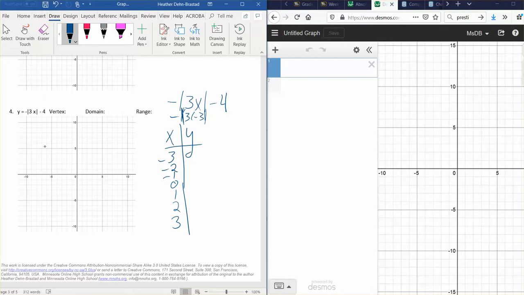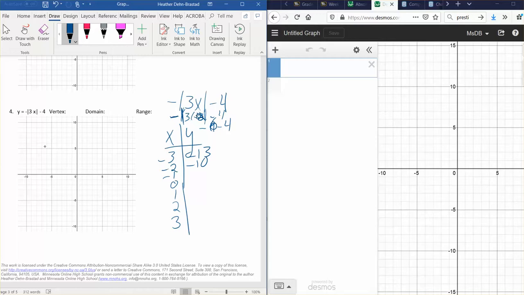So 3 times -3 is -9, and the absolute value of -9 is 9. So we'd have -9 minus 4, so -13. And then I'll repeat this for -2. I'm just going to use the same place. So 3 times -2 would be -6, and I take the absolute value and I get 6, but then I have to take the negative of it. So -6 minus 4 is -10.